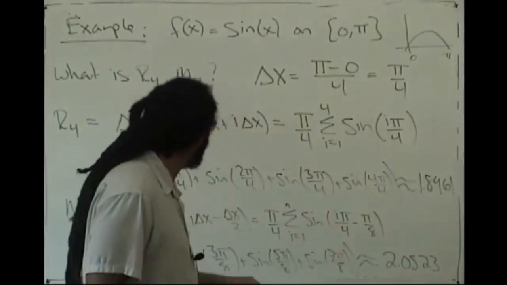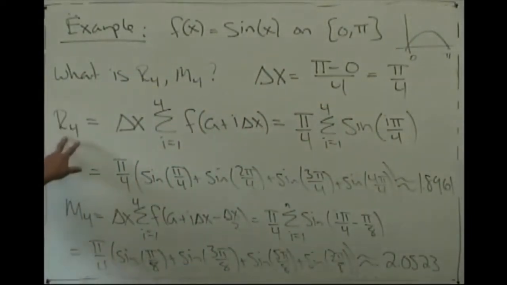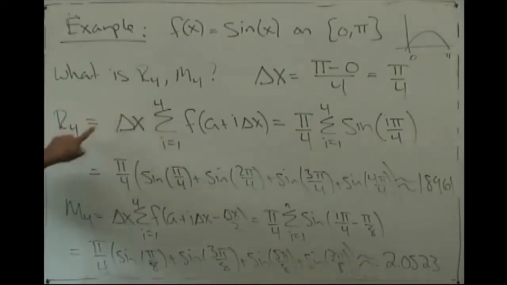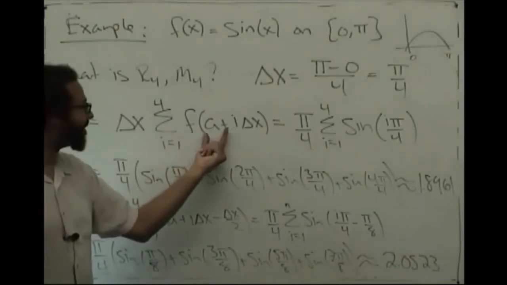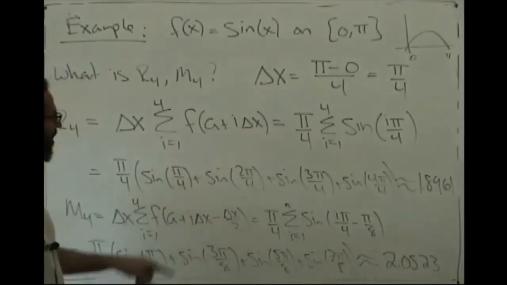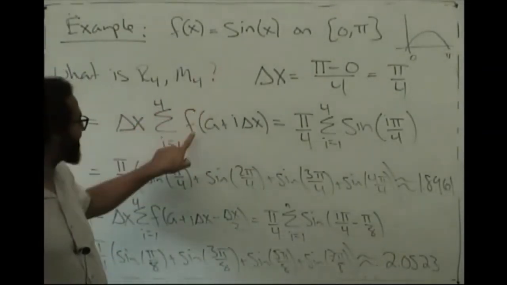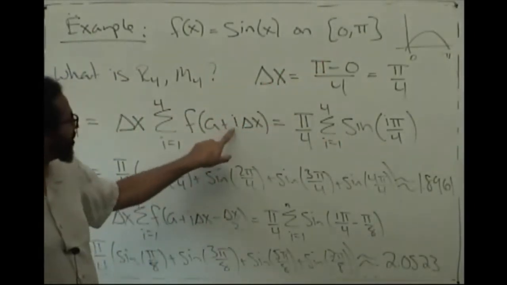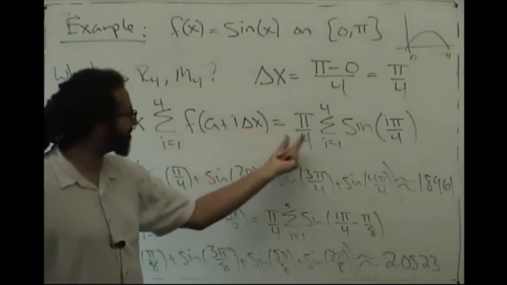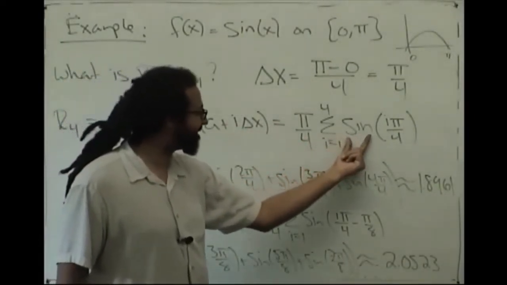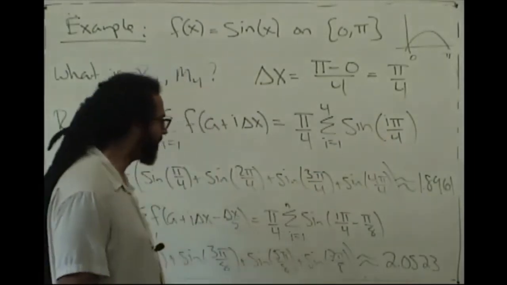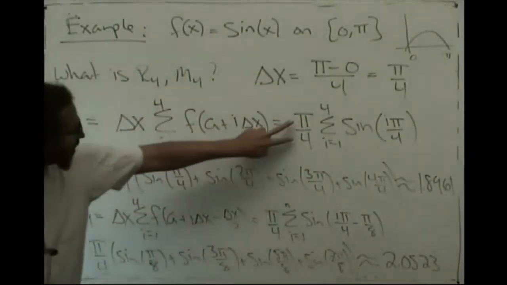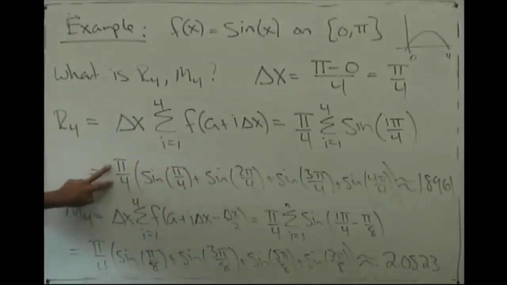And now we know that R4 is given by delta x, the sum starting at 1 and stopping at 4 of f of a plus i delta x. So in this case, our f is sine, a is 0, and so I get 0 plus i times pi over 4. So here I just got sine of i pi over 4. If we work this thing out, then we'll be good to go. So again, pi over 4, we'll write that on the outside.